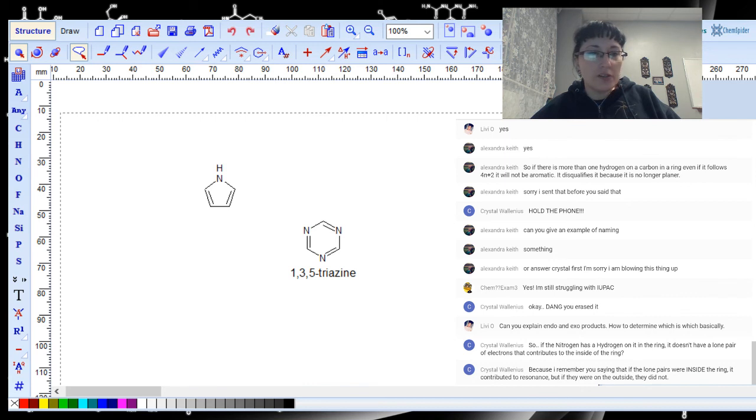Oh, for the love of goodness. Oh, and I don't know if you guys know that if you go under the templates window, there's actually a bicyclic feature there.